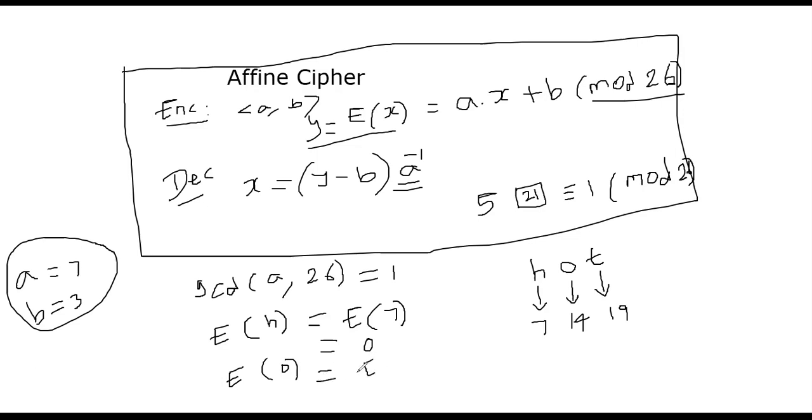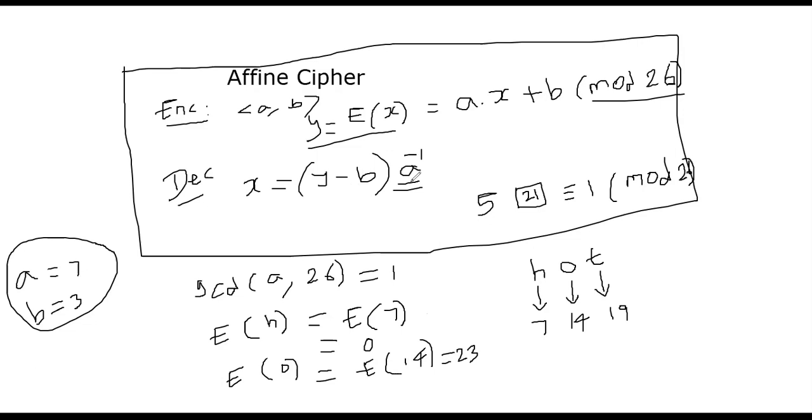So you'll be doing 14 times 7 plus 3, which turned out to be, if you trust me again, 23 in mod 26. That's basically it. And then you can do the same for T. During decryption, you will go backwards. You will first subtract B from your ciphertext and then multiply by A inverse, okay?